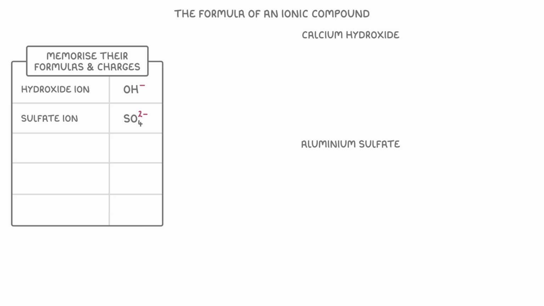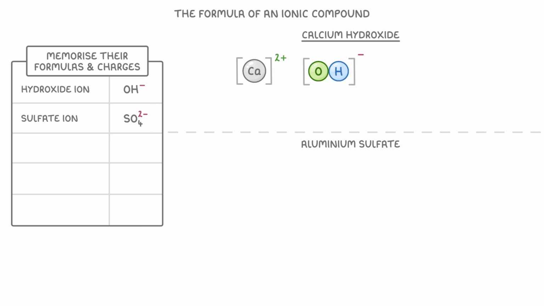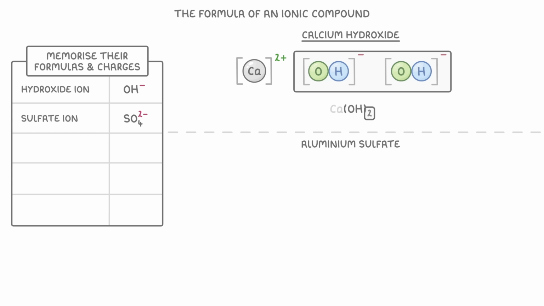With this in mind, let's take another look at calcium hydroxide. Calcium is in group 2, so we'll have a 2 plus charge. And we just said that hydroxide has a 1 minus charge. So for each calcium, we're going to need 2 hydroxide ions, giving us the formula Ca(OH)2. And notice that we put a bracket around the entire hydroxide ion. This is so that the little 2 in the bottom right tells us that we want 2 entire hydroxide ions, not just 2 hydrogens.